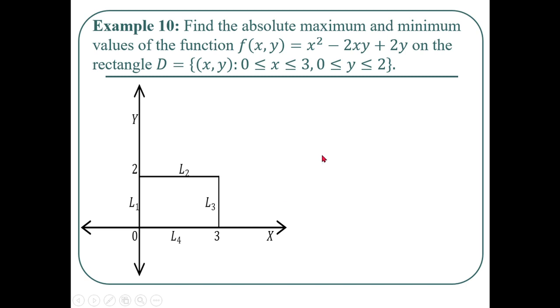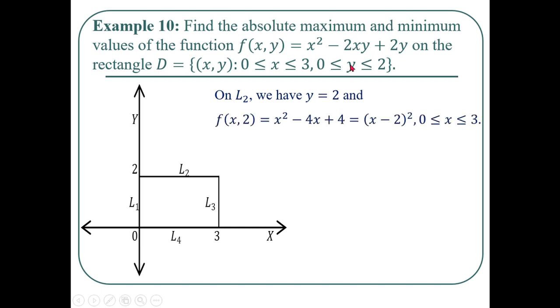Similarly, on the line L2, we have y is equal to constant, that is y is equal to 2, while the value of x is from 0 to 3. So the function becomes f(x, 2) when we substitute y is equal to 2. f(x, 2) is equal to x square minus 2x into 2 plus 2 into 2, that will be x square minus 4x plus 4, which is equal to (x minus 2) whole square, where the value of x lies between 0 and 3. So its minimum value will be at x is equal to 2, that will be 0, and the maximum value will be at x is equal to 0, that is 4.